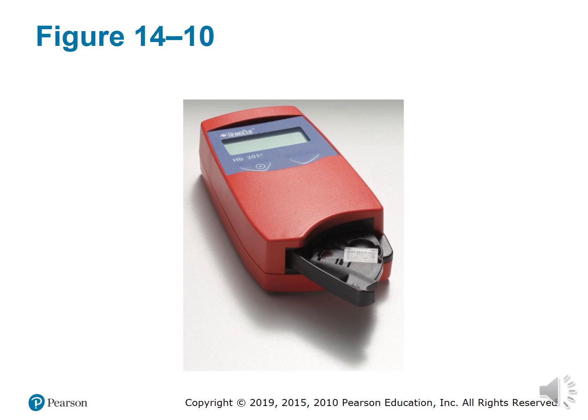This particular instrument is called the HemoCue HB201 Plus Analyzer. This is used to check your hemoglobins, which is more accurate to diagnose if a patient is anemic or not.